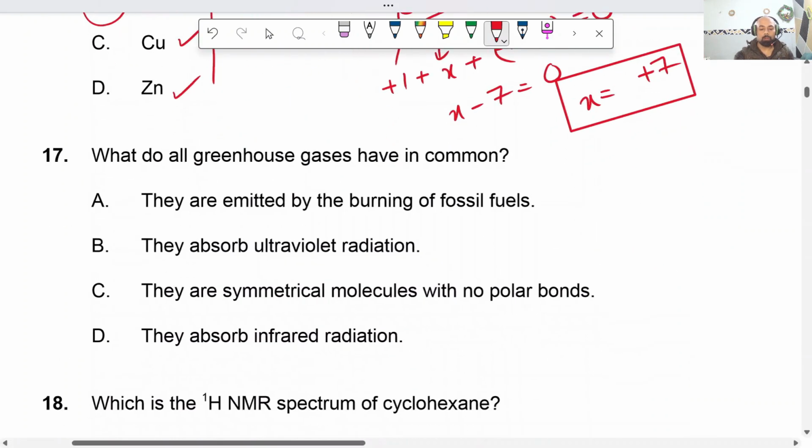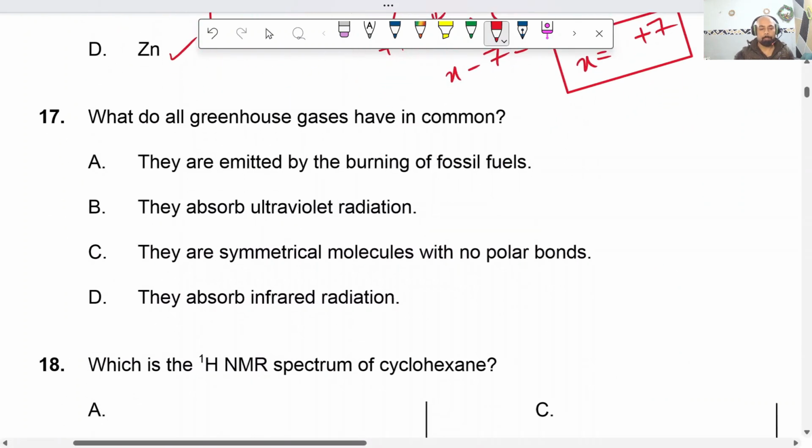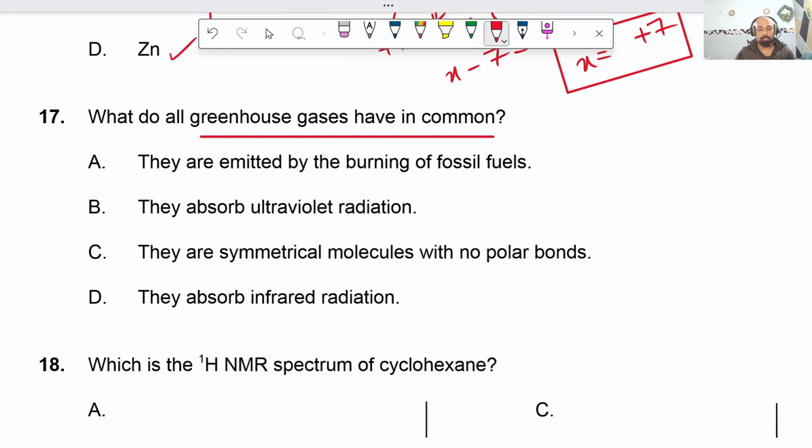Now let's talk about question number 17. What do all greenhouse gases have in common? They are emitted by burning of fossil fuels. All greenhouse gases cannot be produced by burning fossil fuels. Let's take an example of methane. So you cannot obtain methane by burning fossil fuels.